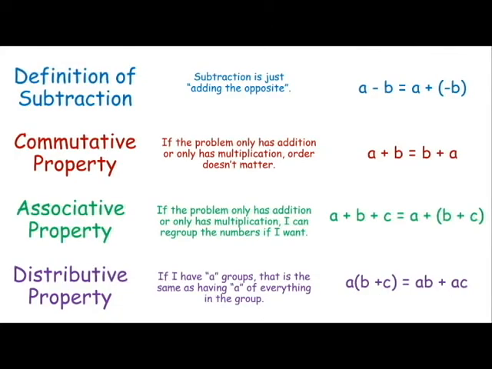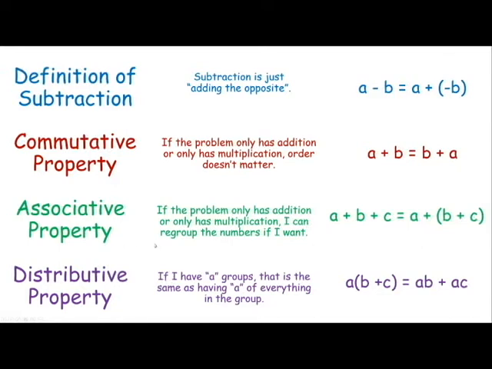Now, in our previous videos, we have talked about four properties in particular that you are going to want to be familiar with in order to understand today's lesson. We talked about the definition of subtraction and how subtraction can be rewritten as adding the opposite. We've talked about the commutative property, where it doesn't matter what order we write the numbers in if all we're doing is adding or multiplying.